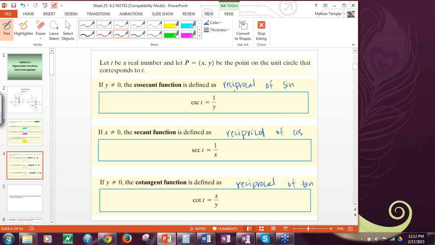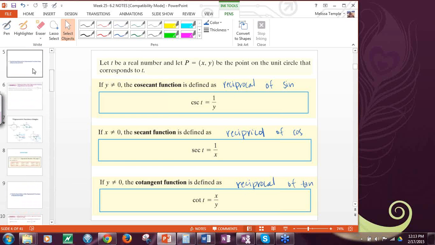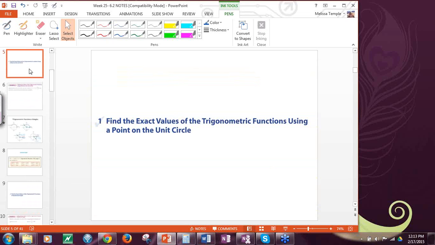So you can see here, since sine was equal to y, cosecant of t is equal to 1 over y. Secant of t is equal to 1 over x, since cosine was equal to x. And since tangent was equal to y over x, cotangent is equal to x over y. We'll look at how we can find these in our calculator later in the lesson. But these 3 functions are just reciprocals of our previous 3 functions. And we'll work with them enough that hopefully you get an understanding of that.